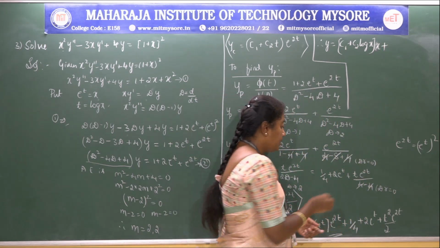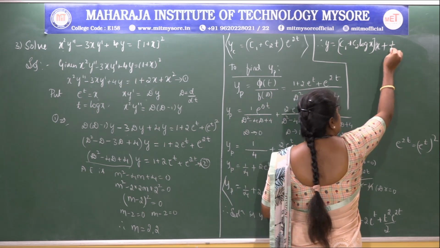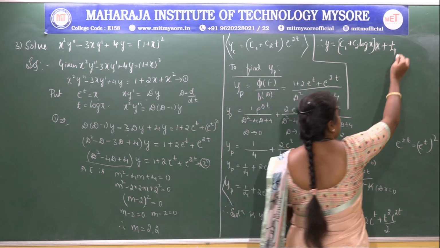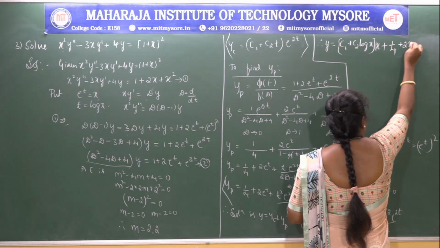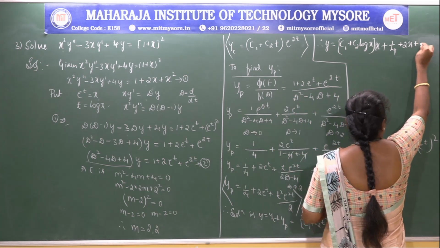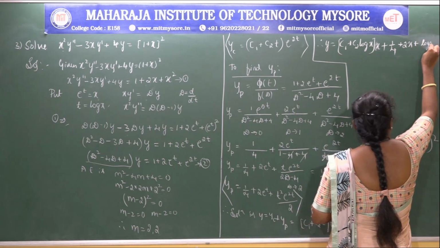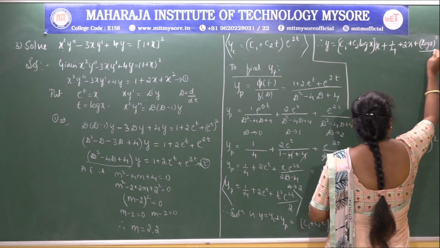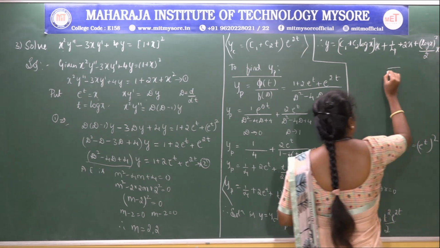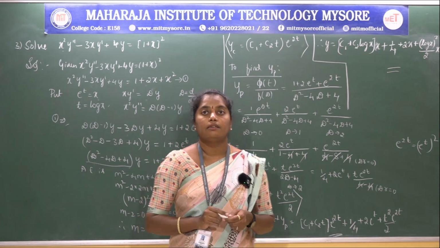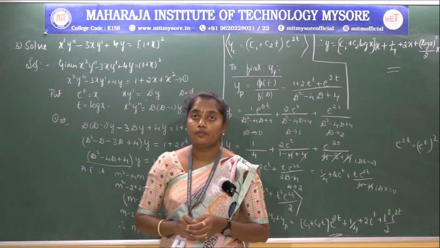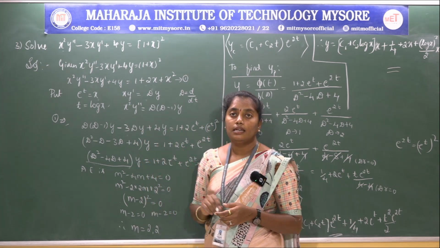And to write the particular integral, first element is 1 by 4, second element is 2 e power of t, that is 2 times x, and the last term is t square. T square is log x whole square divided by 2 into x square. So that is the complete solution of the given Cauchy's linear equation.